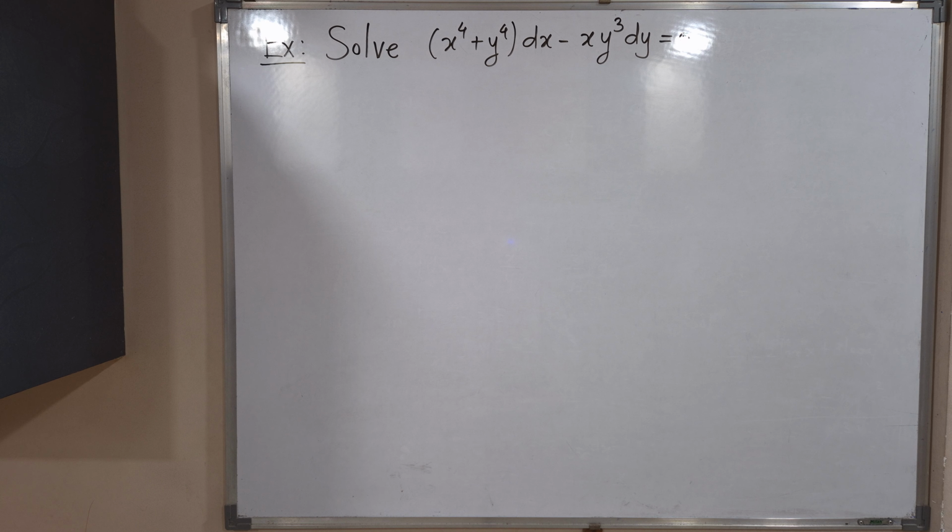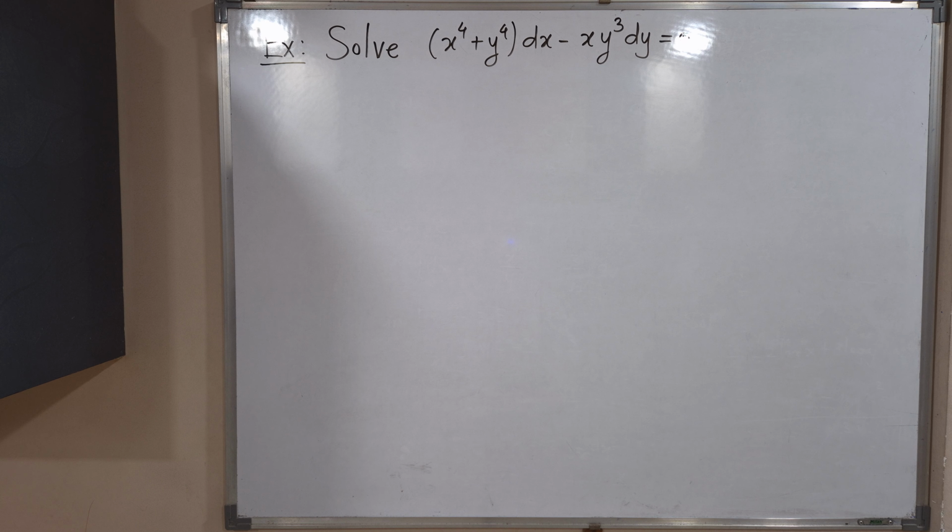I want some space to write. Let me remove this part so we will get some free space. Okay, so let me write it here. Multiplying the given differential equation by 1 upon x raised to 5.